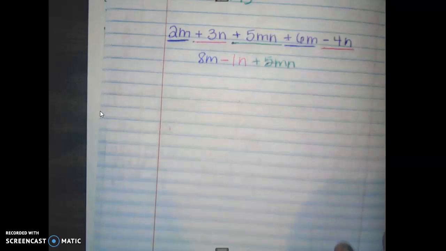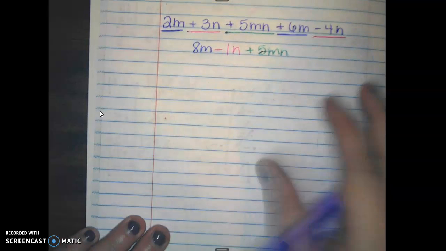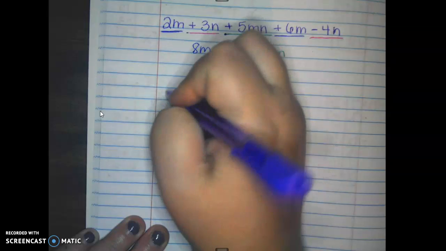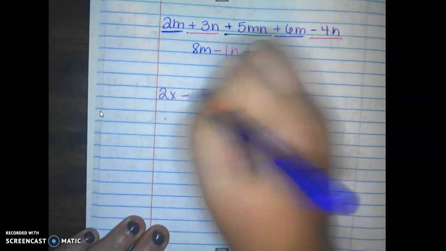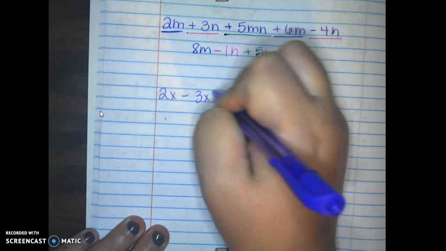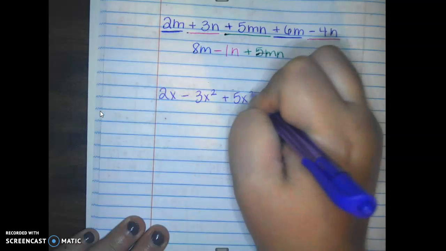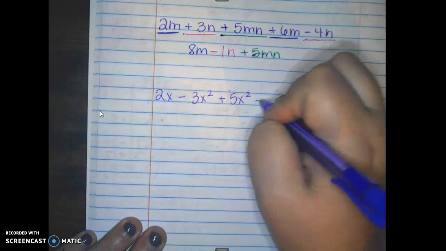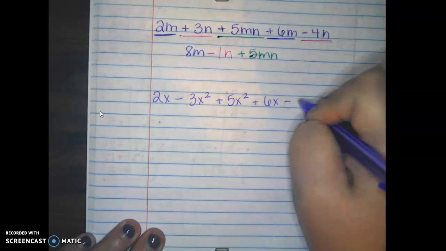Let's look at just a couple more examples. Tomorrow we're going to be doing the same thing, but we're going to solve for some. Okay, so let's do 2x minus 3x squared plus 5x squared plus 6x minus 5.